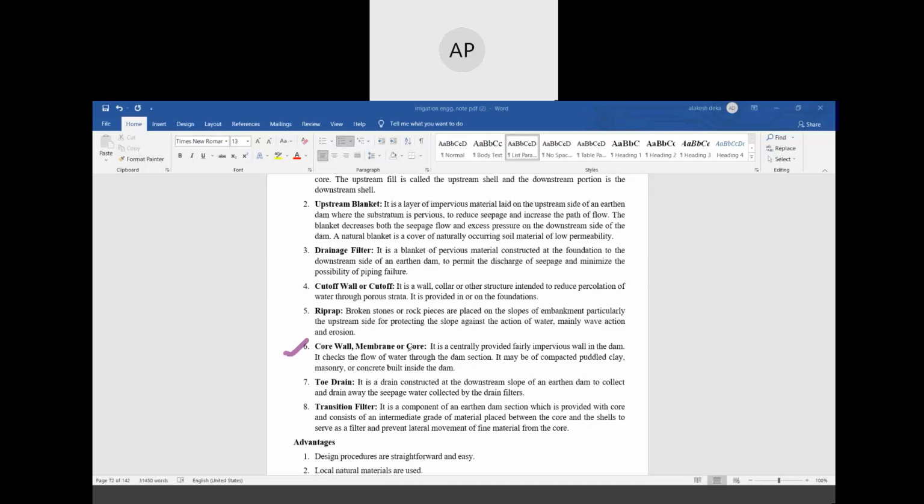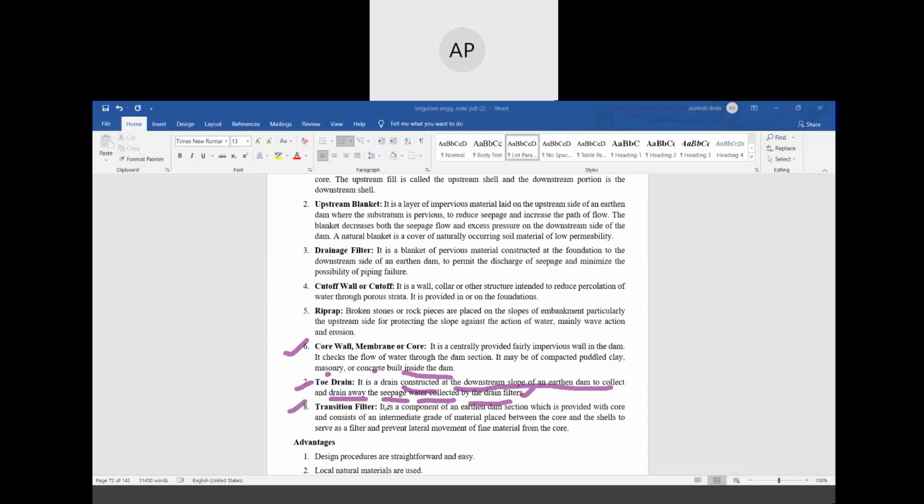Core wall, membrane or core. It is a centrally provided fairly impervious wall in the dam. It checks the flow of water through the dam section. It may be compacted puddle clay, masonry, or concrete built inside the dam. Next is toe drain. It is a drain constructed at the downstream slope of the earthen dam to collect and drain away the seepage water. So the function of toe drain is to drain the seepage water.